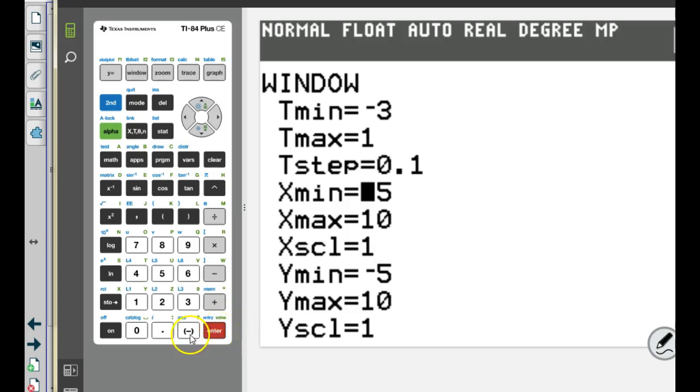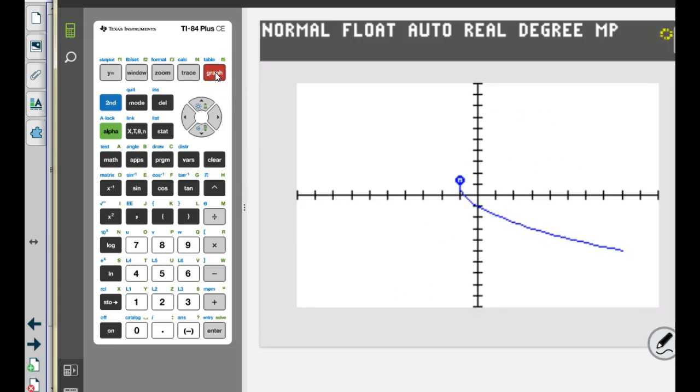And then I'm just going to be lazy and do -10 to 10 by 1s and -10 to 10 by 1s. You could definitely have a smaller window. It would be fine. Okay, if I graph, everybody good? Got the shape that we graphed on our graph paper?